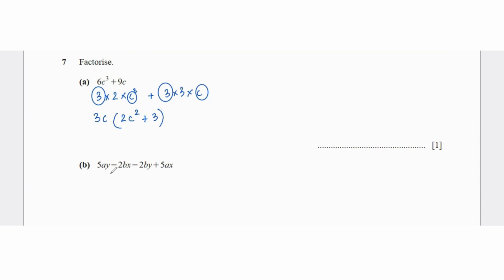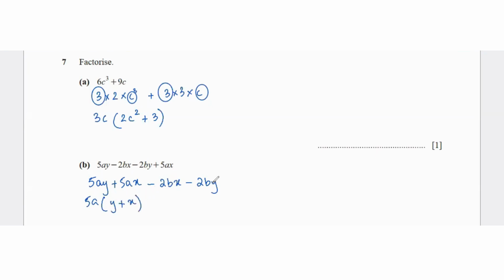Then it says 5ay minus 2bx minus 2by plus 5ax. We're going to rearrange this and write it as 5ay plus 5ax minus 2bx minus 2by. So between the first two terms, we have 5a common. So it becomes 5a brackets y plus x.